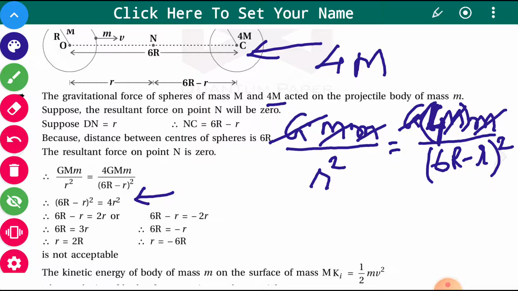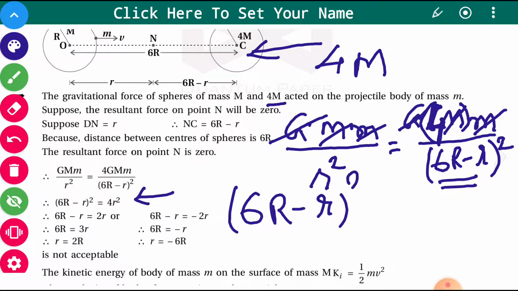So you just have to write these equations and you will get it. Now you can easily simplify this. 6r minus r whole square will go in the numerator on the left hand side. So it becomes 6r minus r the whole square is equal to 4 times the r square.